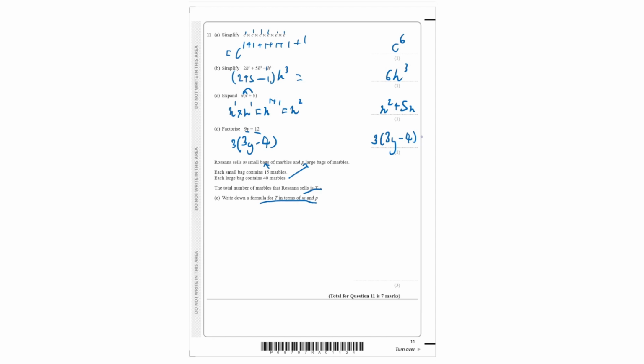So when it says in terms, that means T is equal to something done with M and something done with P. So we can see here that M is actually how many small bags Rosanna sells multiplied by 15. So we can write here the total is equal to 15 times M, that's 15M, plus 40 times P. So we have 40P, and that is our final answer. T is equal to 15M plus 40P.